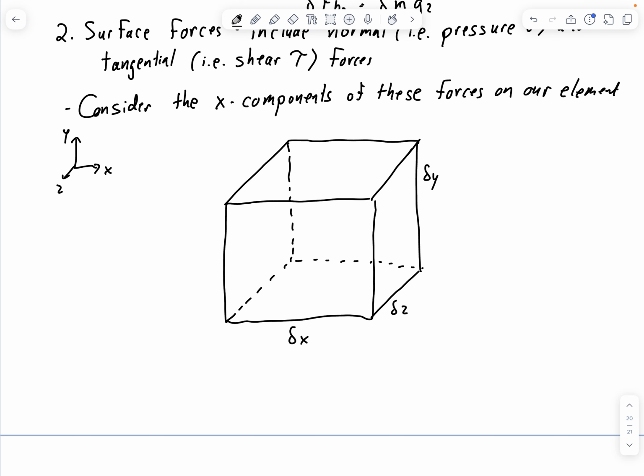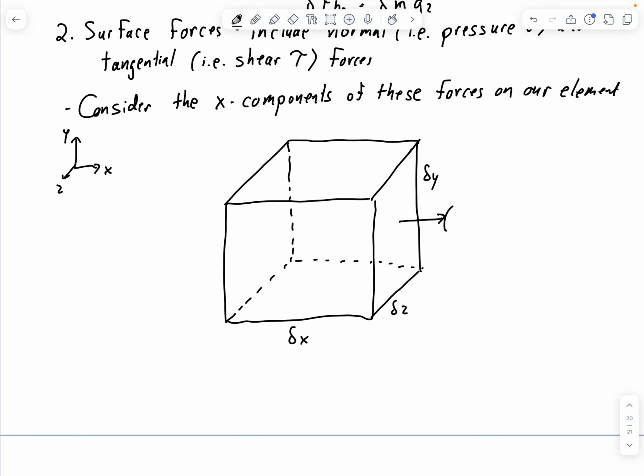Now we can start to draw the stresses, multiplied by the areas, that will act on our little element here. Here these stresses are all acting at the center, and we're going to use the first term of a Taylor series expansion to describe the stresses on the surface. We'll start with the normal stresses here. We'll draw this one right here.